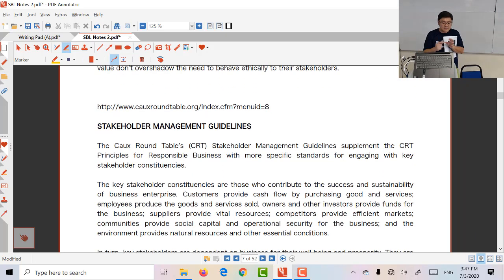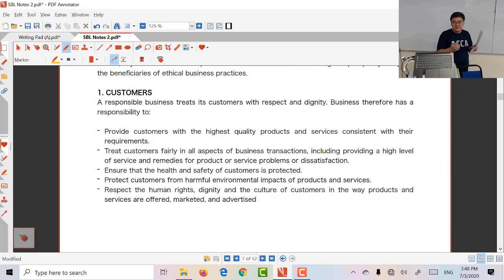Now, this is actually a stakeholder management guideline, which I don't intend to actually run through. But it gives us some idea of what you can do for a different stakeholder, for example customers. If you are so committed to your customers, examples of things you might want to do: one, provide customers with high quality product. Two, treat customers fairly. Give them safe product.